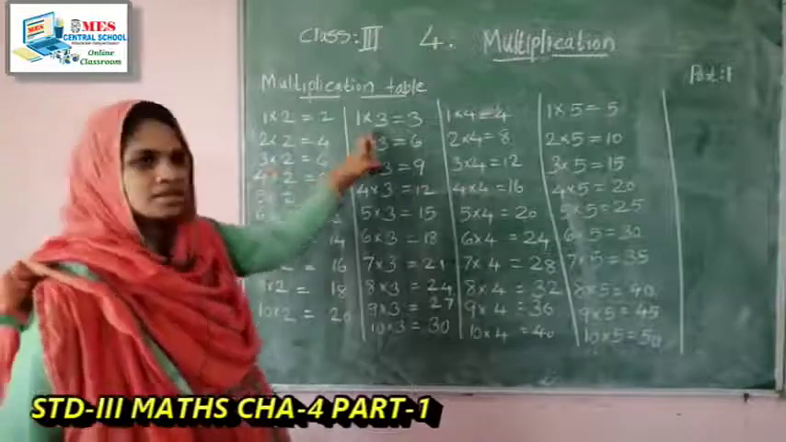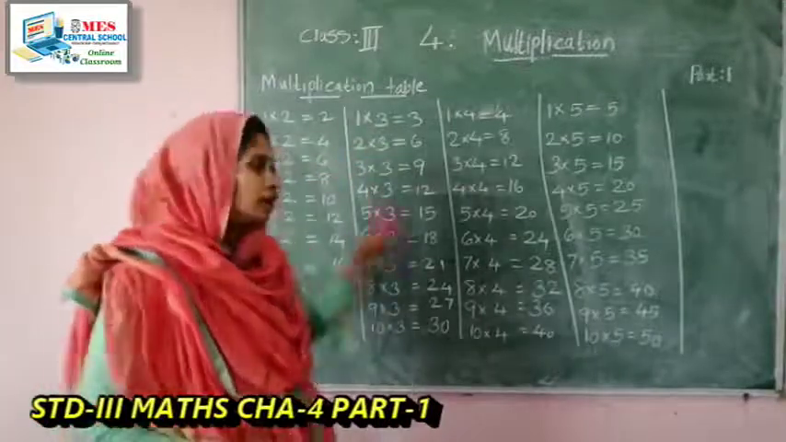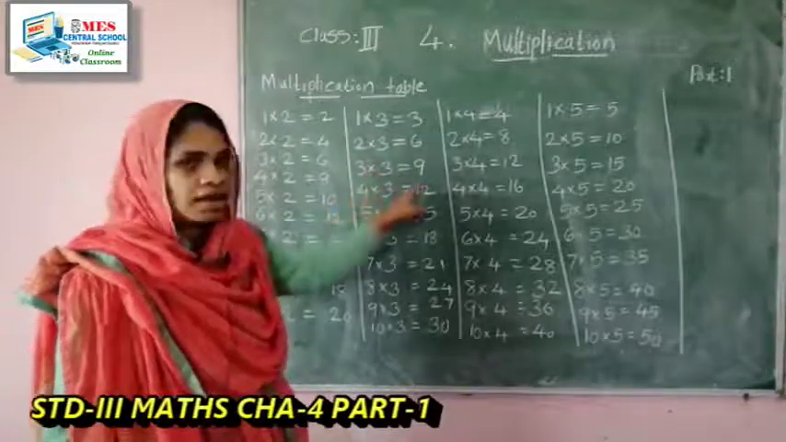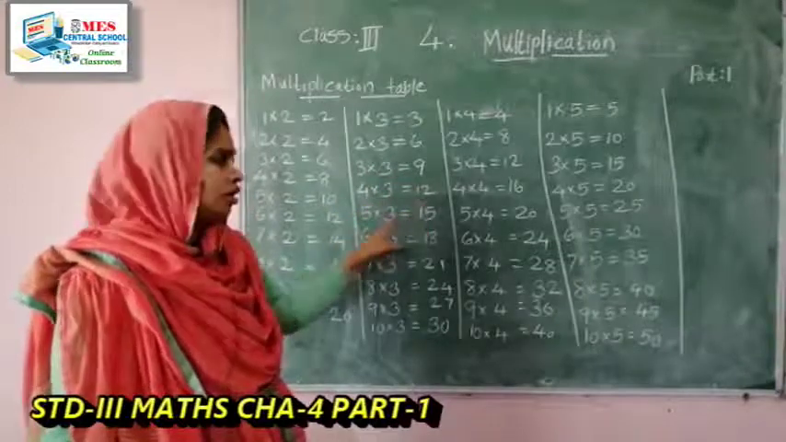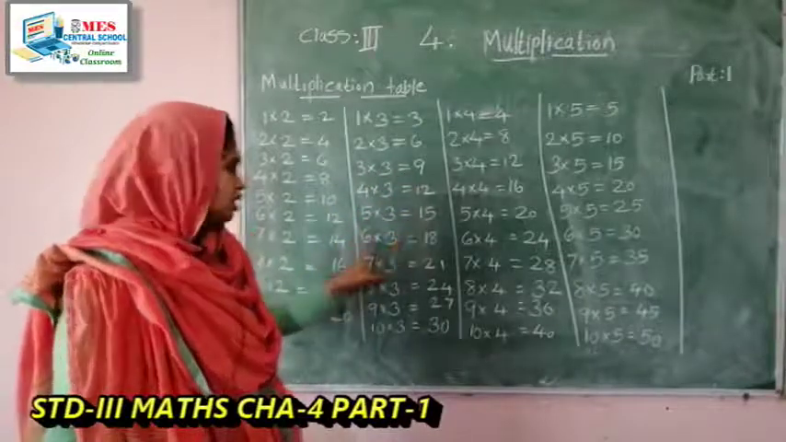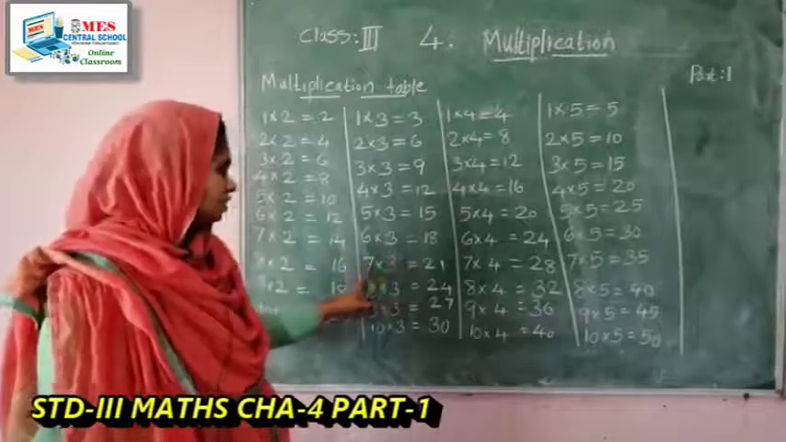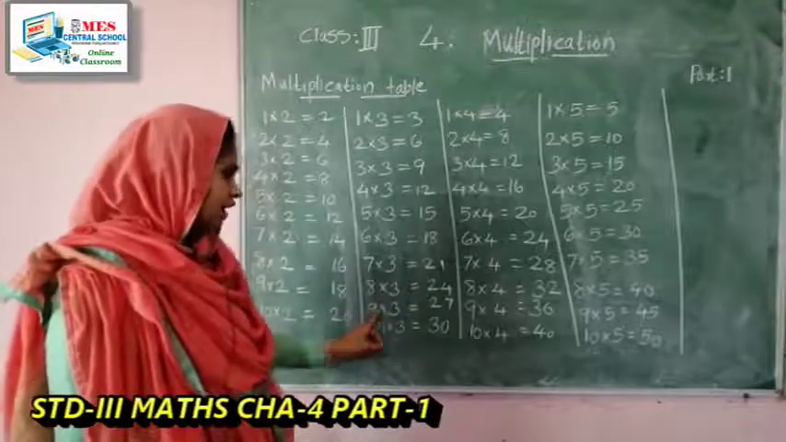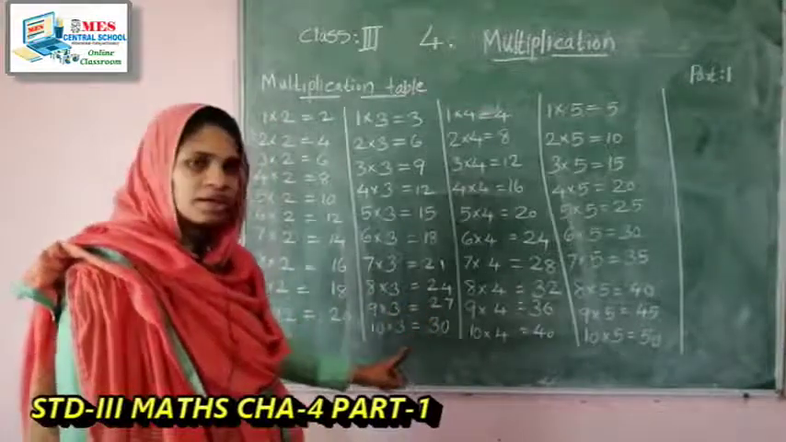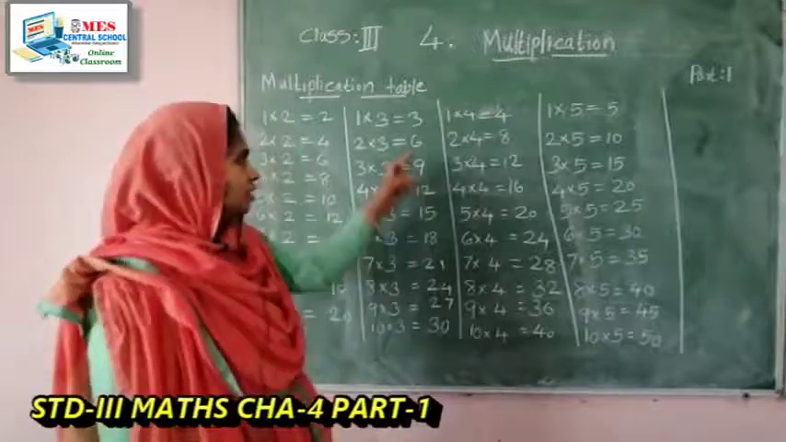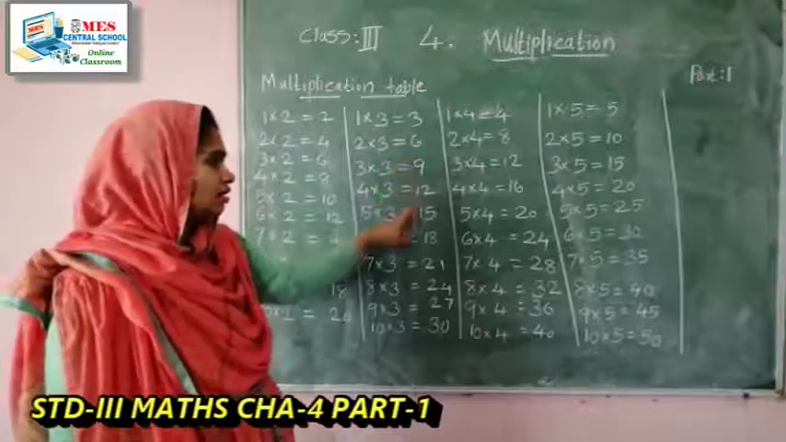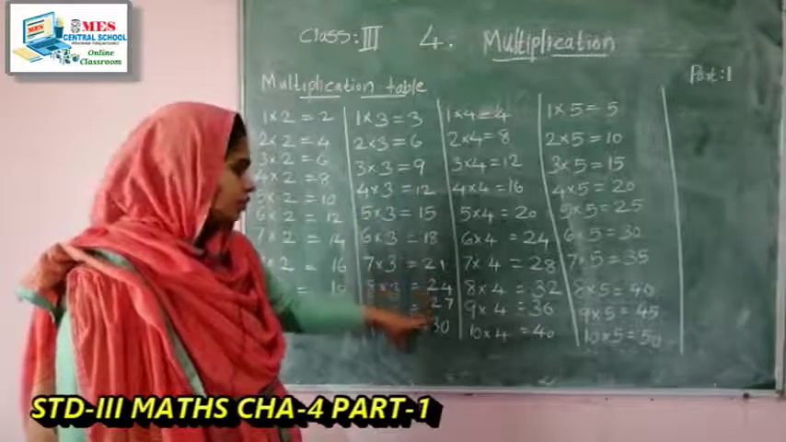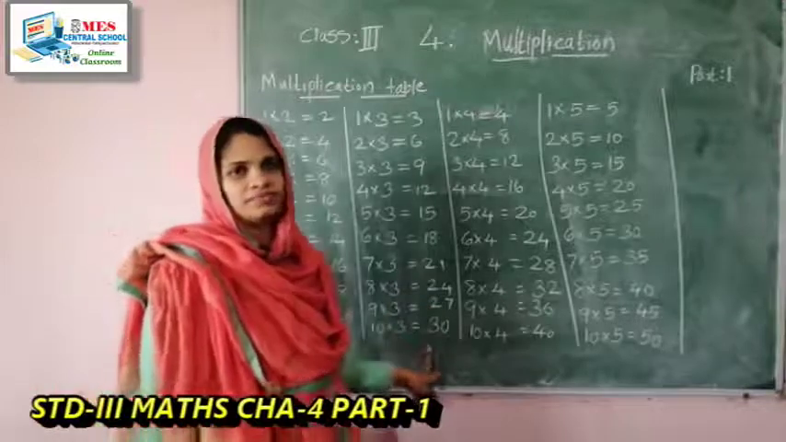Okay. Next, the table of 3. 3 ones are 3, 3 twos are 6, 3 threes are 9, 3 fours are 12, 3 fives are 15, 3 sixes are 18, 3 sevens are 21, 3 eights are 24, 3 nines are 27, 3 tens are 30. That is 3, 6, 9, 12, 15, 18, 21, 24, 27, 30.